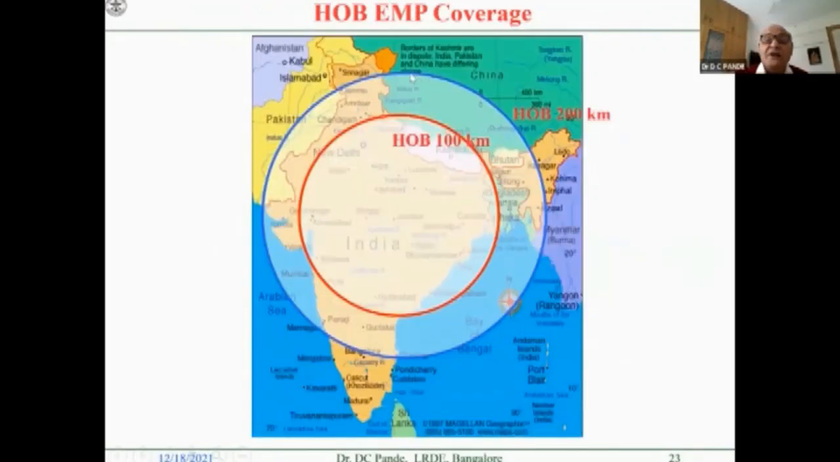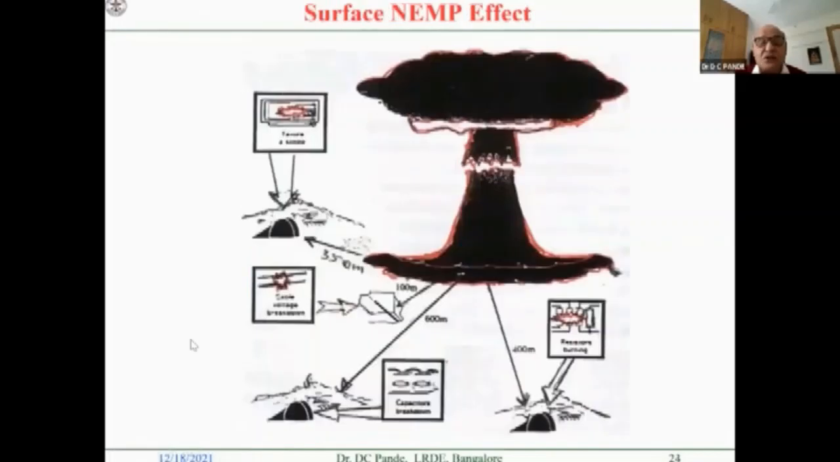If I have a 200 kilometer burst height, then the detonation can cover this much area. If it is 300 kilometers, it goes on to cover all the neighboring countries also. In this case, no other effect comes except the electromagnetic pulse. In the case of a surface burst, within about kilometers of distance, all the electronics will burn. You can see this at about 400 or 500 meters if they are not protected.